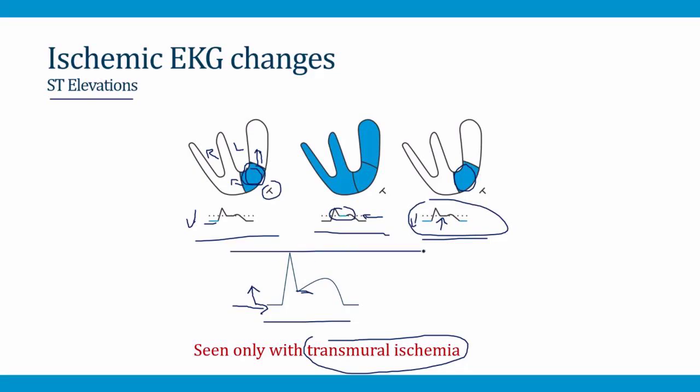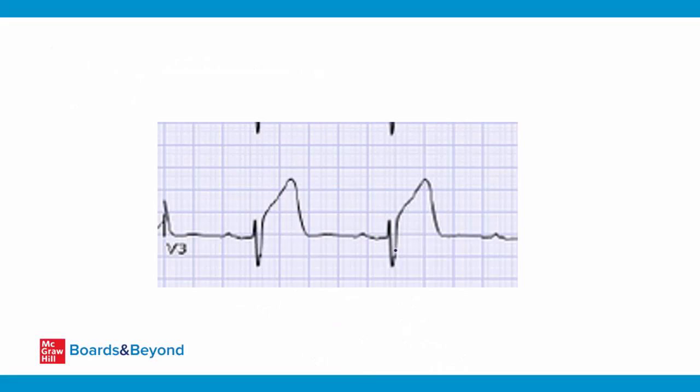So once again, this stuff in here is relatively low yield. I just want you to know why the changes happen. The more important thing to know is that ST elevations are seen in transmural ischemia. And just to make this very clear, here's another example of ST elevations.